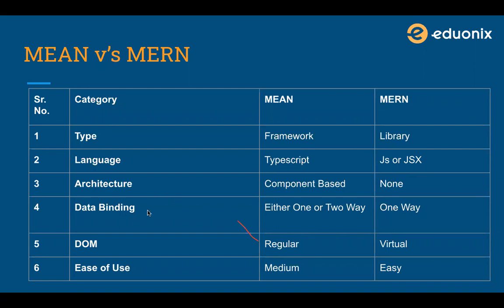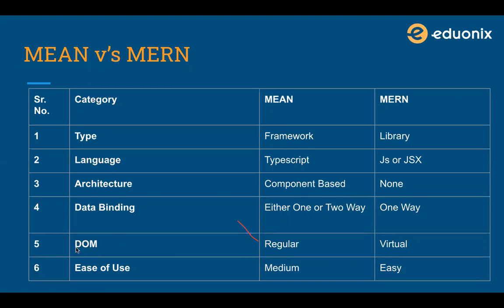Now, what is data binding? Data binding means how do I bind the data? Say this is my UI, and on this UI, this particular field is bound to a field in the backend. Once you log in, how can I capture your username or password in my application code? It is that way of binding. So in this binding, in MEAN or in Angular, this is one way or two way, but in MERN it's only one way.